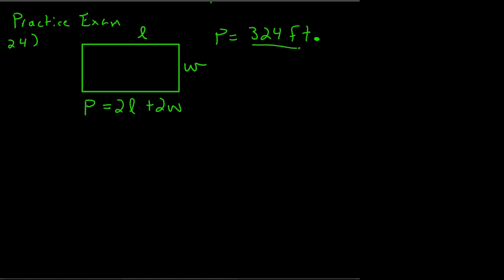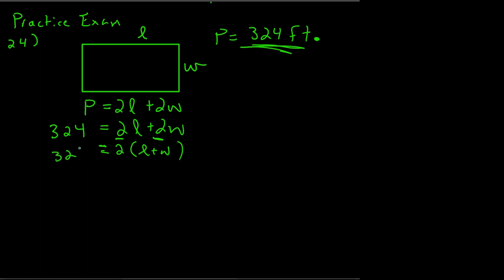Since we know our total perimeter is 324 feet, we'll take 324 equals 2L plus 2W. Well, these both have a factor of 2, so I'll factor that out. I'll divide both sides by 2. So 324 divided by 2 is 162.